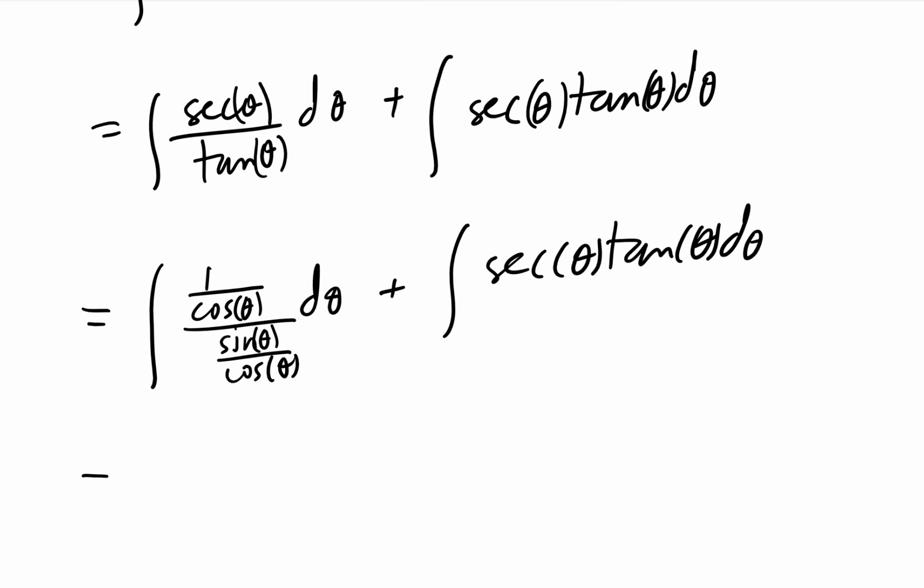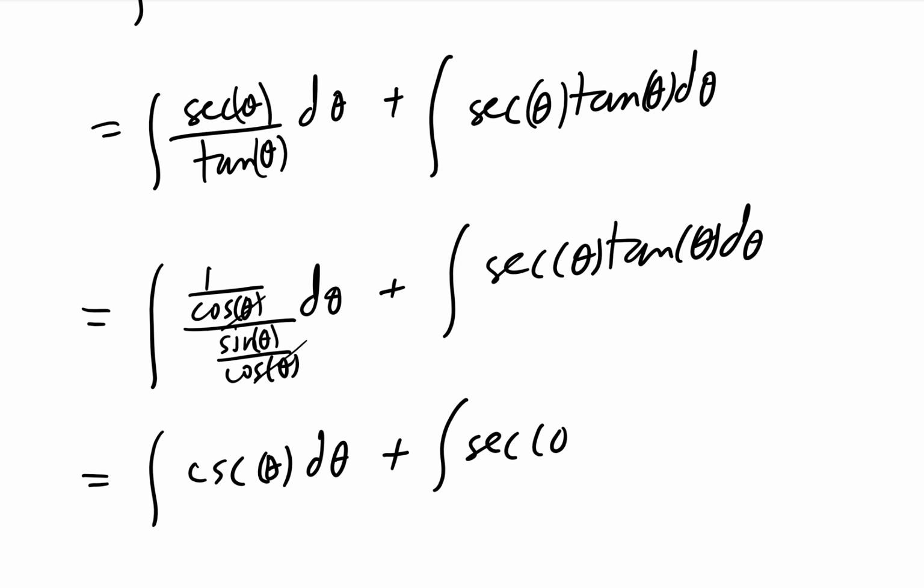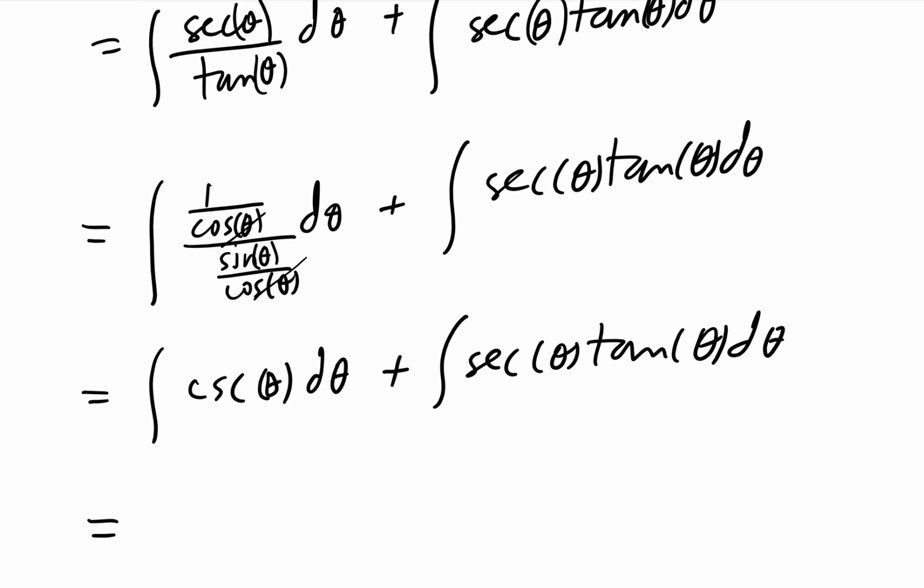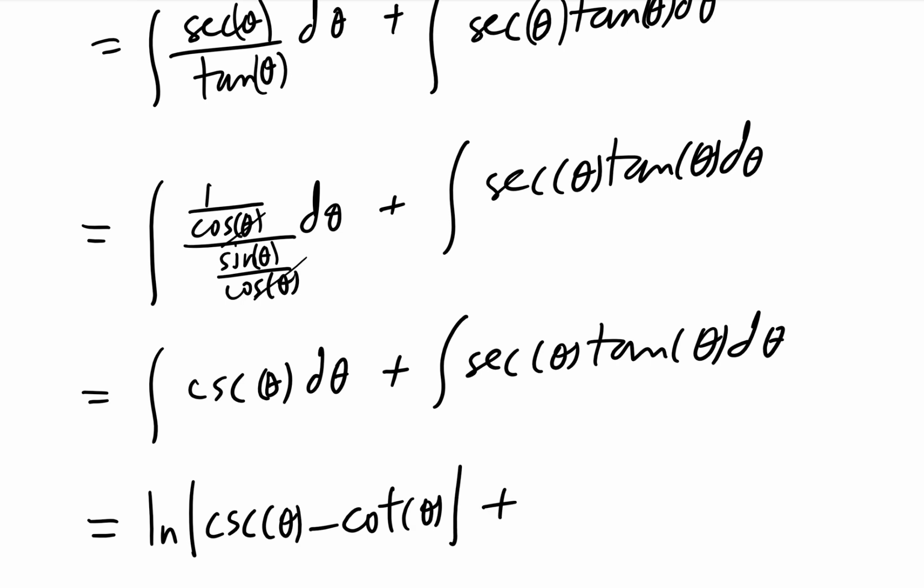So then this becomes, the cosine would cancel. You get 1 over sine theta. That's cosecant theta. Let's keep the last one the same. Then we just proved the formula for this: natural log of the absolute value of cosecant theta minus cotan theta, plus this one is secant theta, plus c.